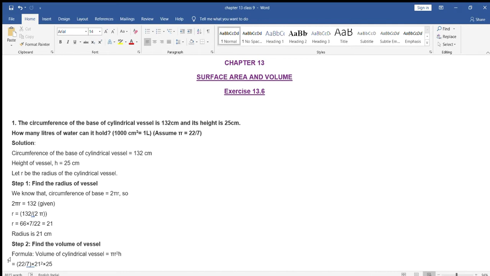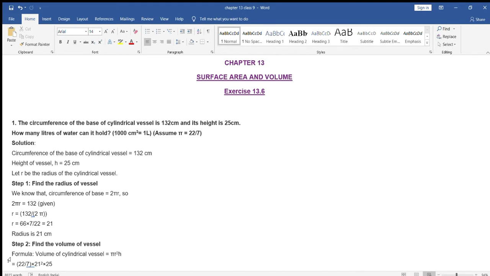Circumference of the base of a cylindrical vessel is 132 centimeter and height is 25. How many liters of water can it hold? Now have a look at the question. What is given in the question? Circumference of the base. The base is in a circular shape. It is given to us. Height is given to us. Now the question is how many liters of water it can hold.